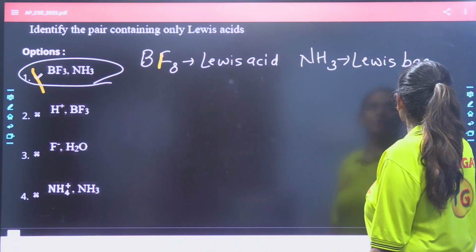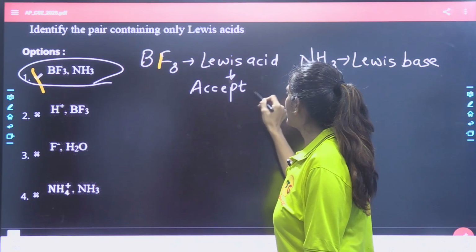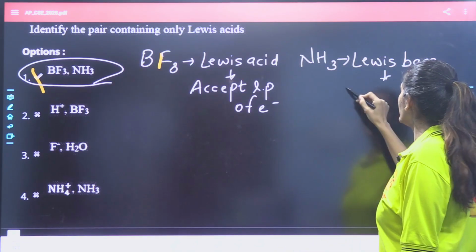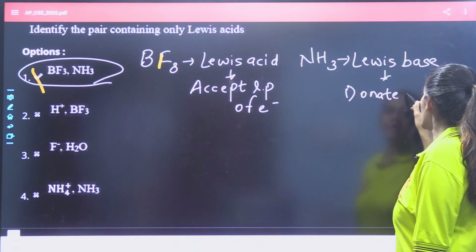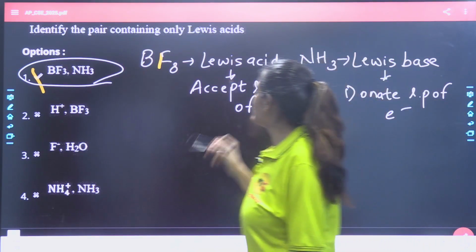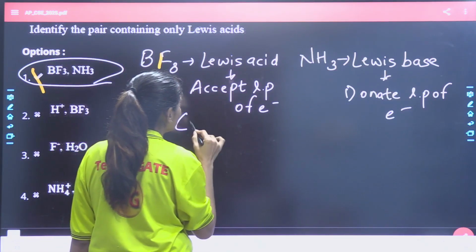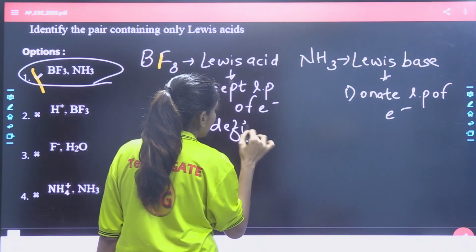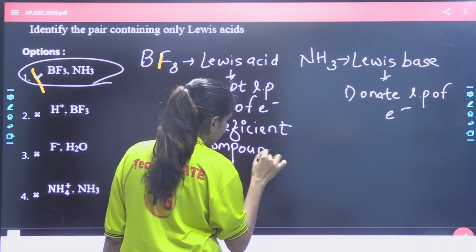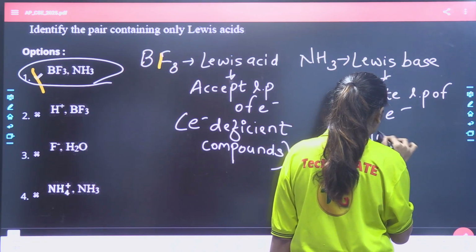What is a Lewis acid and a Lewis base? A Lewis acid would accept a lone pair of electrons. And what is a Lewis base? They donate a lone pair of electrons. So these are electron rich, and these are electron deficient. They accept it, so these are electron deficient compounds, and these are electron rich compounds.